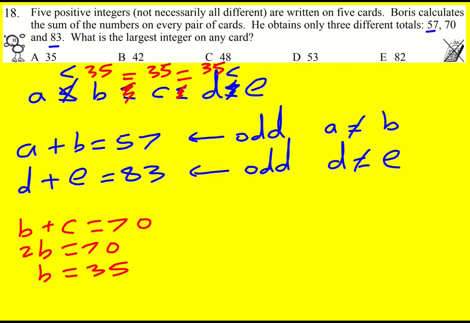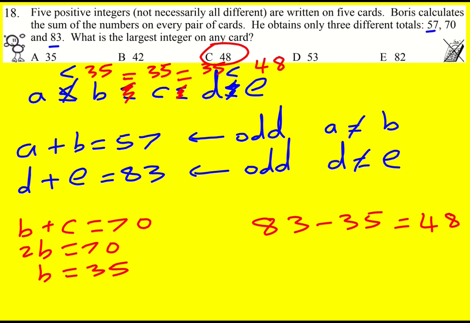Okay, so well on our way now. In fact, because D is 35, we can work out the largest integer by just doing 83 minus 35, which is going to give 48. And that is our answer.